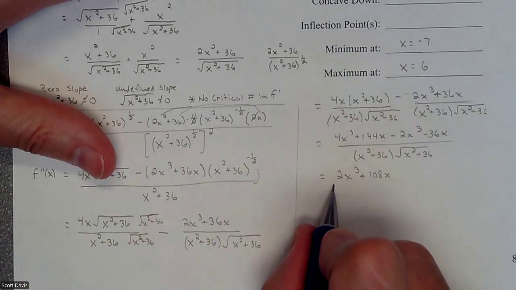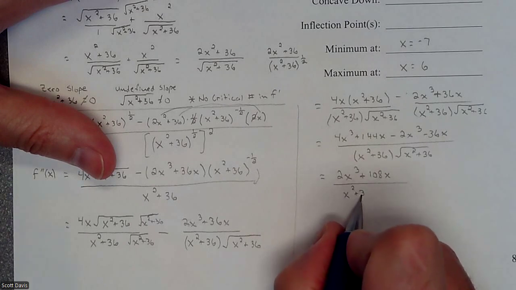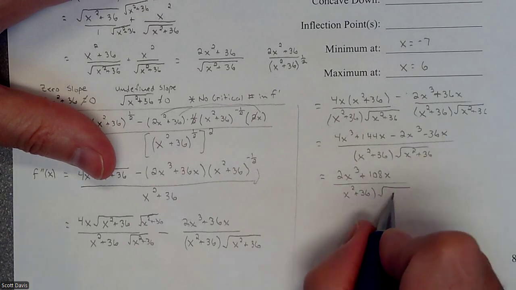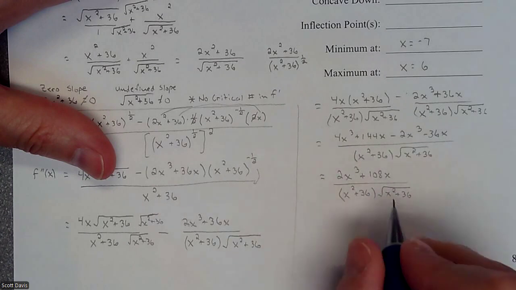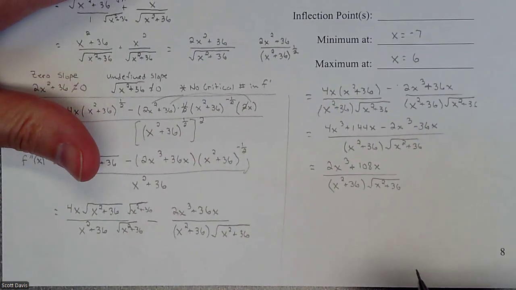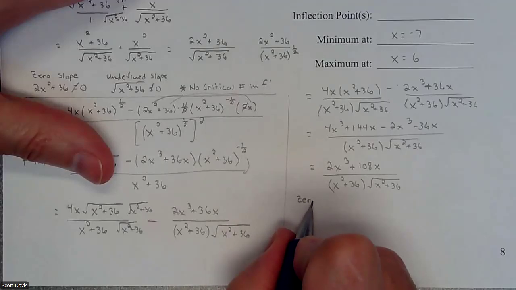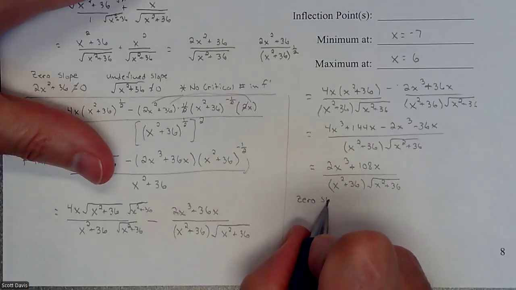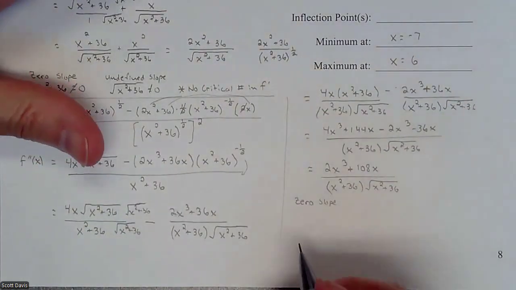And then that's on top. This is on the bottom. x squared plus 36 square root x squared plus 36. All right, so there's our second derivative, finally. And then we're going to find our zero slope and our undefined slopes. So our zero slope, which is really concavity, it's the derivative of the derivative.